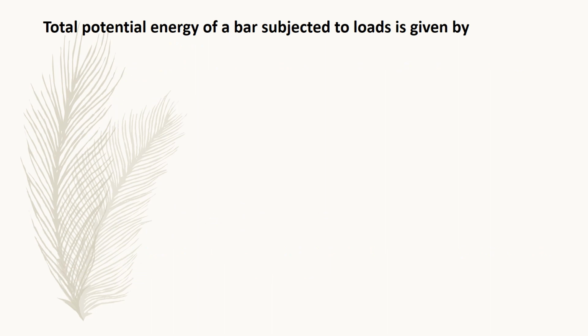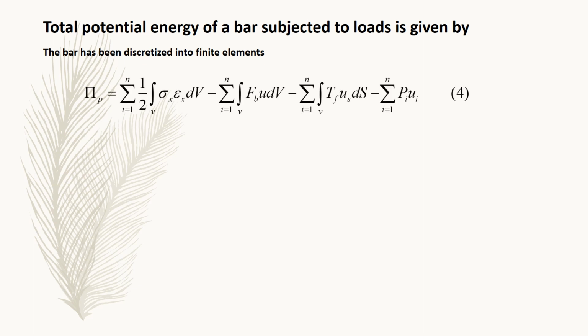The total potential energy of a bar subject to load is given by this equation. First we have to discretize the total element. Here n number of elements are considered, so the bar has been divided into a number of elements, and then we apply the finite element equation. This is the equation governing the motion of this particular bar element, where n varies from 1 to n, meaning n number of elements.